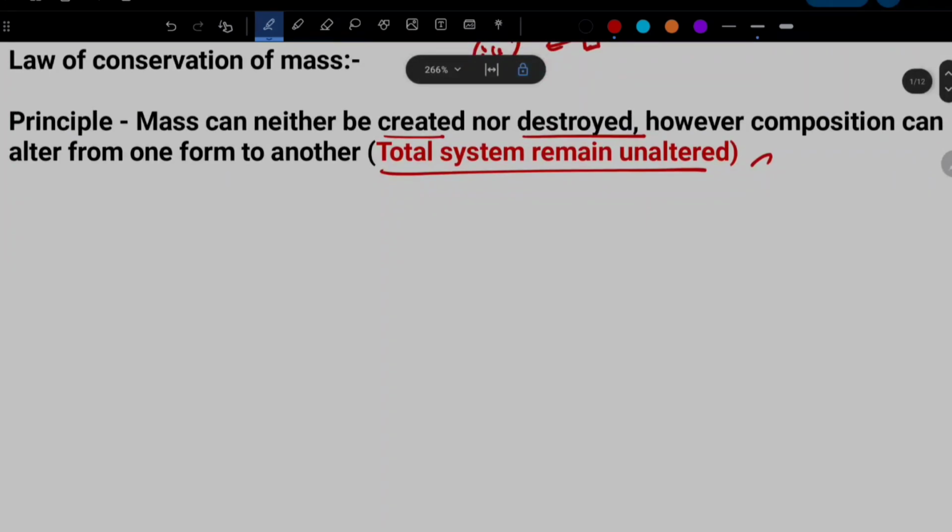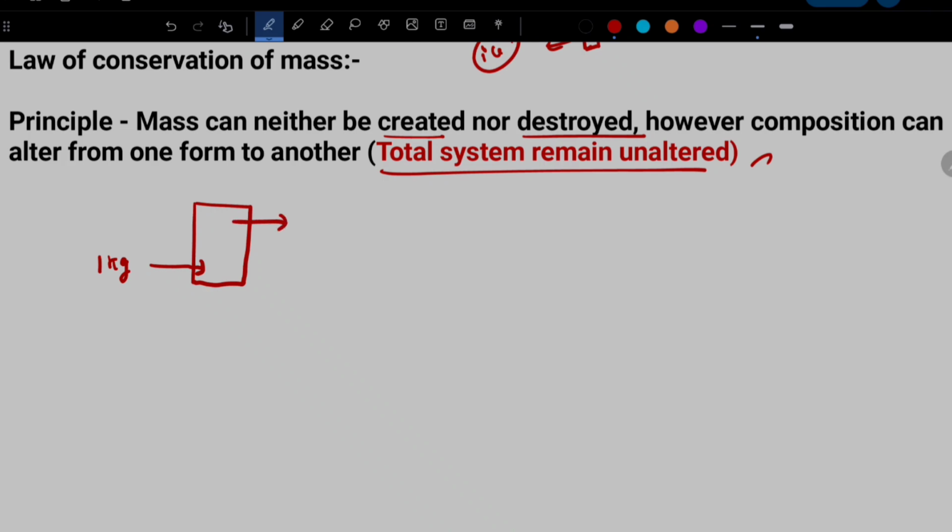Okay, so let's consider a system. In this system, let's say this is an evaporator. I'm giving some kind of liquid into the evaporator, and that liquid is 1 kg. And whatever is coming out of it, for example, vapor or the concentrated product or whatever it is, the total of the output should always equal the total of the input in an ideal condition. Okay, this is the ideal condition.